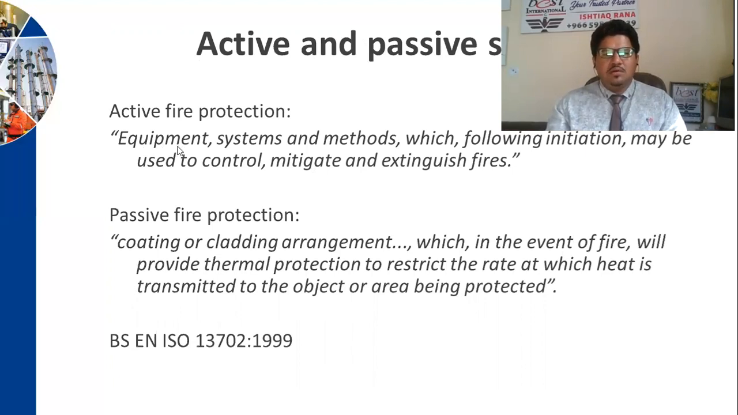Active fire protection is all about equipment, systems, and methods which, following initiation, are used to control, mitigate, and extinguish fire. Passive fire protection is coating and cladding arrangements which, in the event of fire, provide thermal protection to restrict the rate at which heat is transmitted to the object or area being protected. There is a standard reference, BS EN ISO 13702:1999, which will give you some idea about active and passive systems.